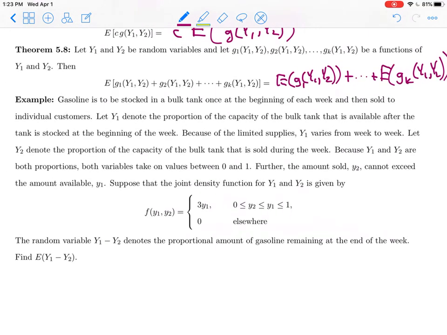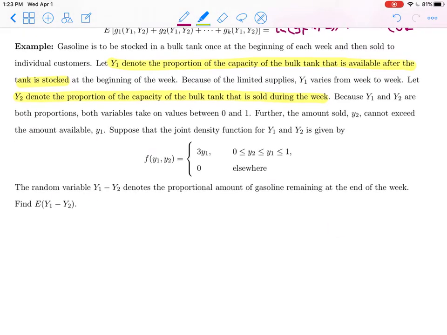All right, so let's take a look at an example, see how we might put these theorems to use. So gasoline is to be stocked in a bulk tank once at the beginning of each week and then sold to individual customers. Y1 is the proportion of the capacity of the bulk tank that is available after the tank is stocked at the beginning of the week. So that value of Y1 is going to vary from week to week. Y2 is the proportion of the capacity that is sold during the week. So our value of Y2 can't be more than the proportion that's available.